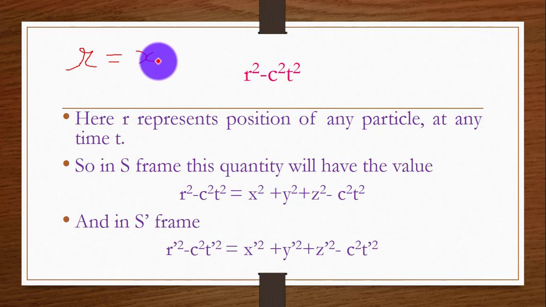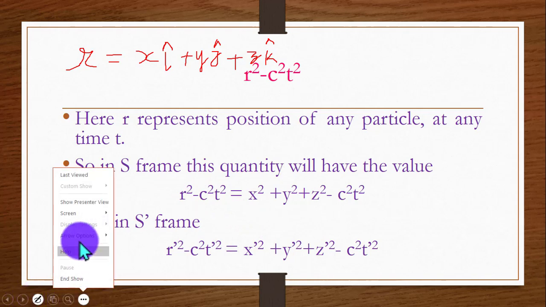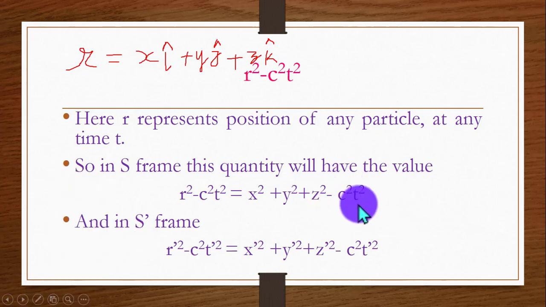x i cap plus y j cap plus z k cap. So in the S frame of reference, which was a stationary frame of reference, this quantity will be equivalent to what? r square will be equal to x square plus y square plus z square, and this quantity will be equal to x square plus y square plus z square minus c square t square.